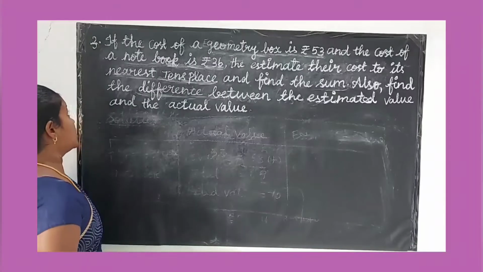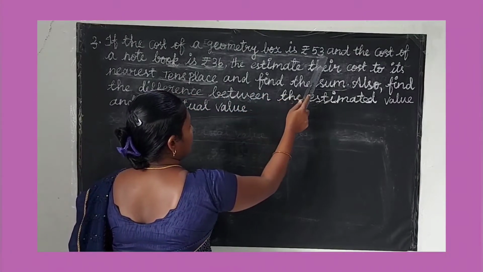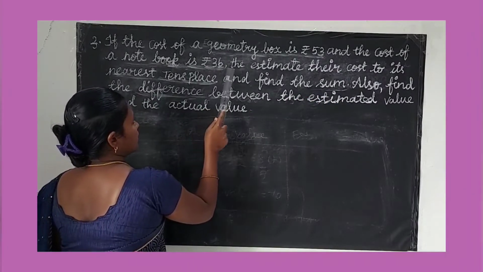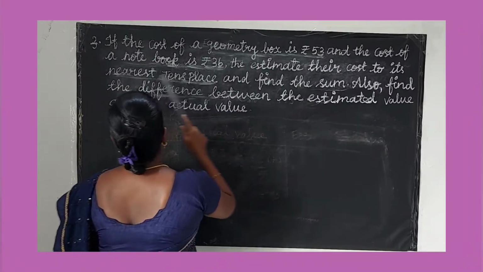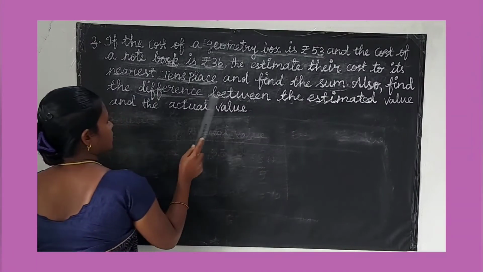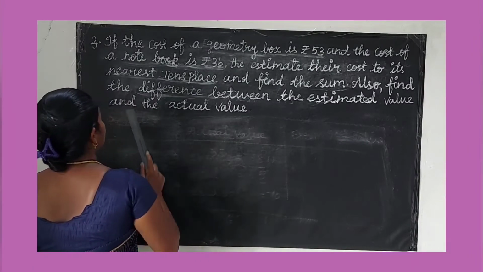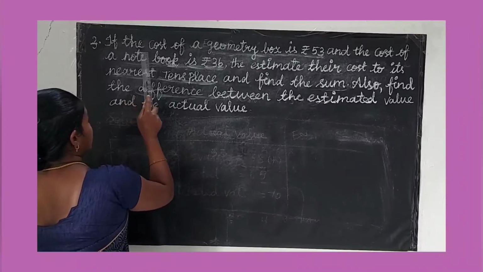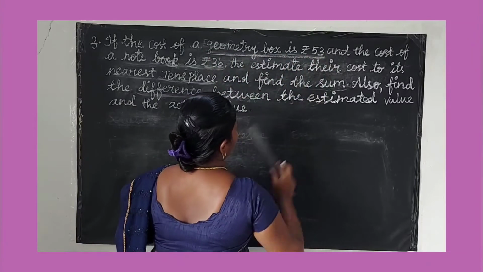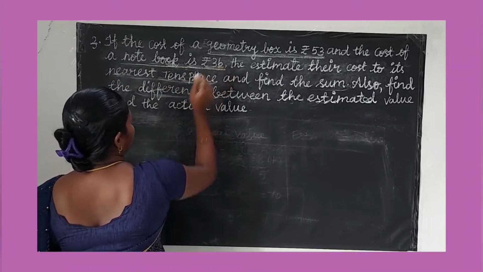Children, see the third sum. If the cost of a geometry box is rupees 53 and the cost of a notebook is rupees 36, estimate the cost to its nearest tens place and find the sum. Also find the difference between the estimated value and the actual value. Children, see the first line in this question: cost of a geometry box. So the geometry box value is given, rupees 53. And then the cost of a notebook. So the notebook value is given, rupees 36.